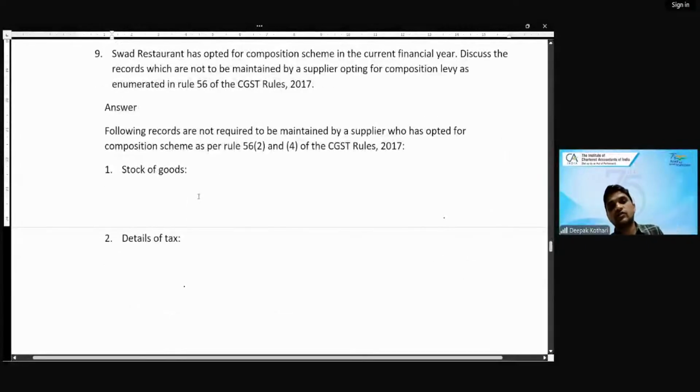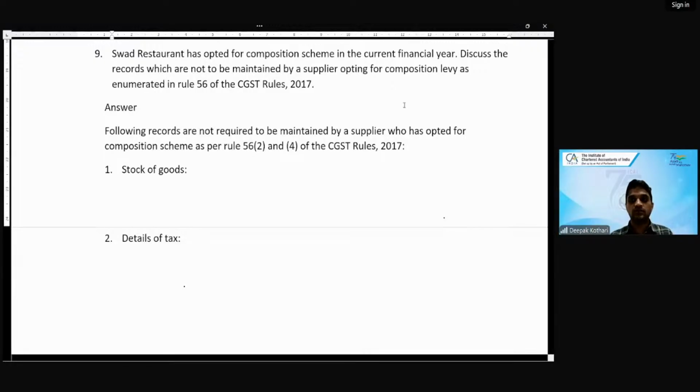Okay. Swad Restaurant has opted for composition scheme in the current financial year. Discuss the records which are not to be maintained by the supplier opting for composition levy as enumerated in Rule 56 of the CGST rules. Very simple question. Theoretical and simple.